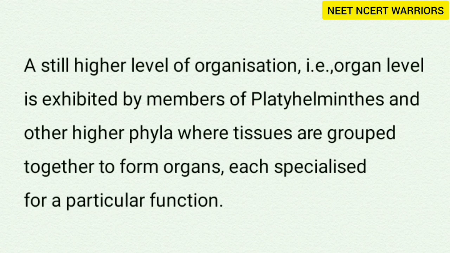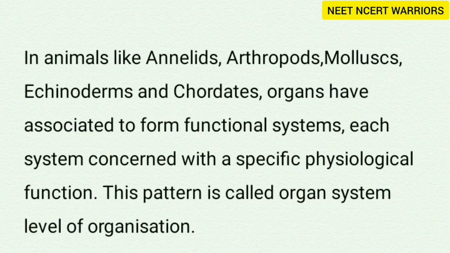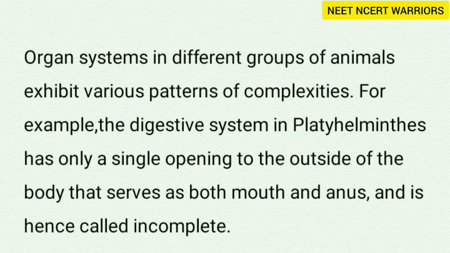A still higher level of organization, that is, organ level, is exhibited by members of Platyhelminthes and other higher phyla where tissues are grouped together to form organs, each specialized for a particular function. In animals like annelids, arthropods, mollusks, echinoderms and chordates, organs have associated to form functional systems, each system concerned with a specific physiological function. This pattern is called organ system level of organization. Organ systems in different groups of animals exhibit various patterns of complexities.